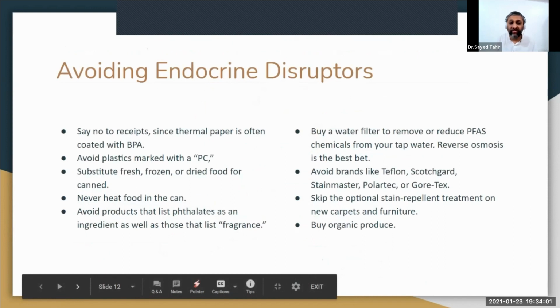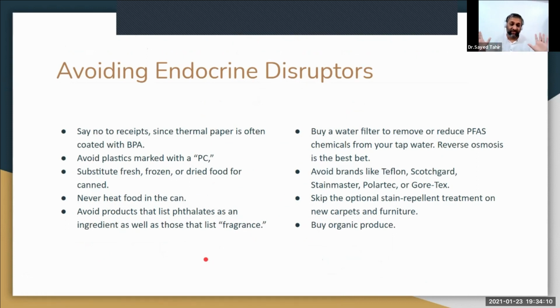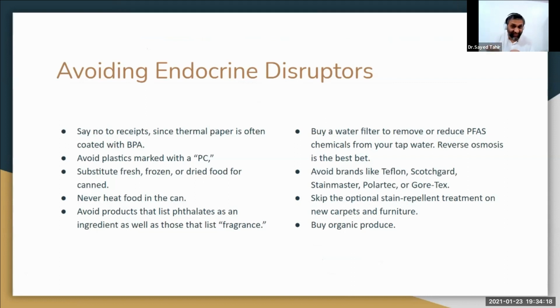Okay. Now, how do we avoid endocrine disruptors in our life? What can we do for ourselves? First, say no to receipts, because all these small thermal papers are coated with BPS. We go to KFC, we should not go to KFC, but still we go to KFC, we take a receipt. We go to Big Bazaar, we take a receipt. We go to all these markets, we take a receipt. So you tell them we don't want receipts, or you take those receipts which are printed on normal paper, not the thermal paper.